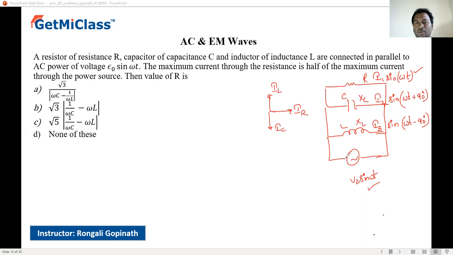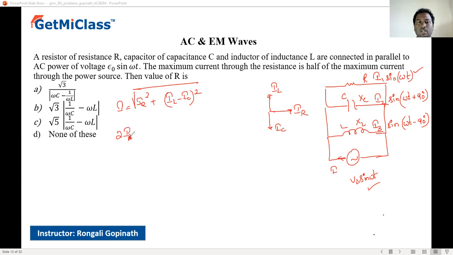The net current coming out of the source, let's call it I, will be equal to the square root of IR square plus IL minus IC whole square. And what it says, this current is equal to 2 times the maximum current of the resistance, that is I1, or in this case it is IR, right?